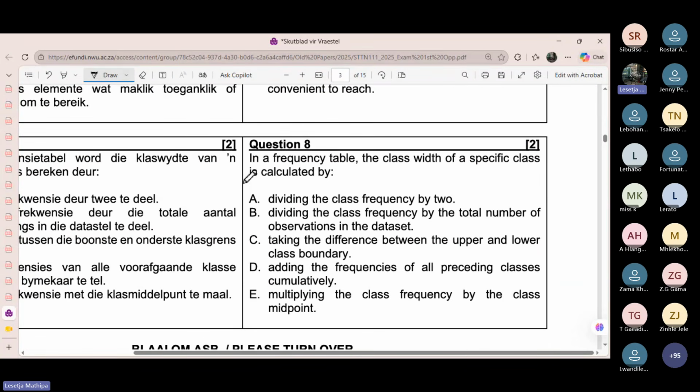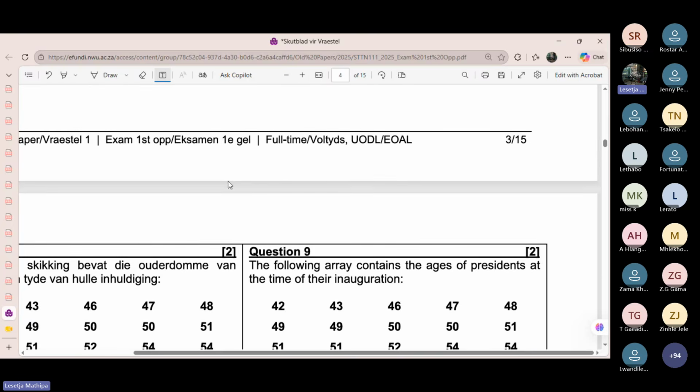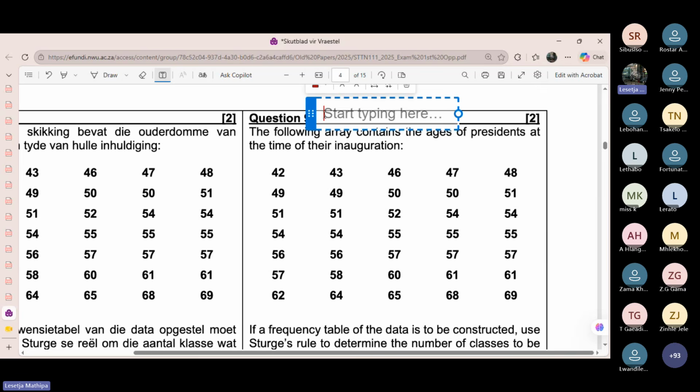So let's go to this one. This one here, it's based on chapter 3. Chapter 3. Question 8, because I'm going to focus more on the calculations. Then question 9 is based on chapter 3. Let's see. So this one is also a calculation.